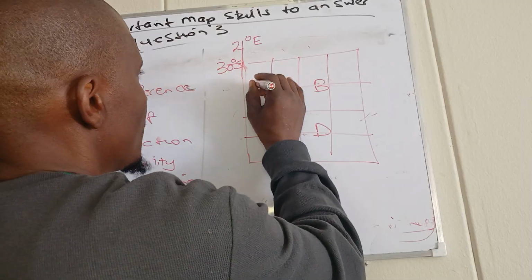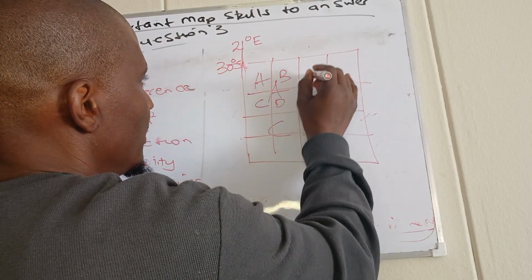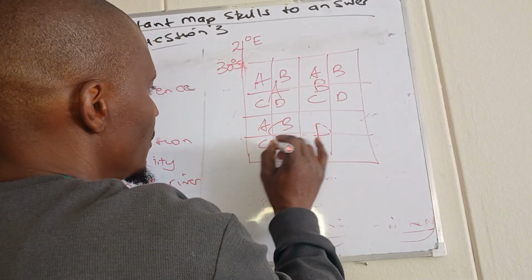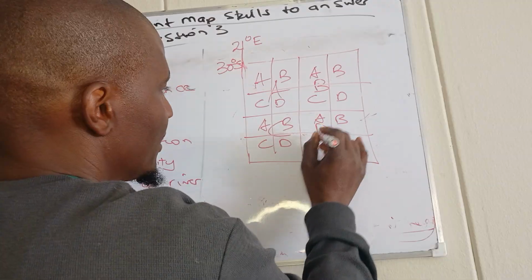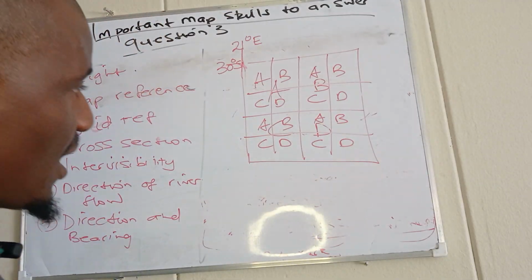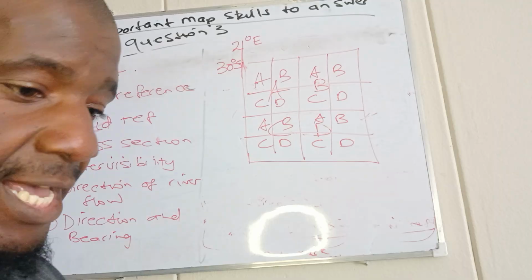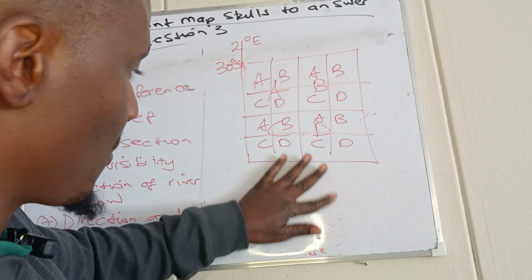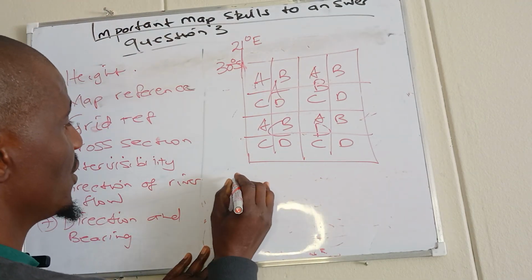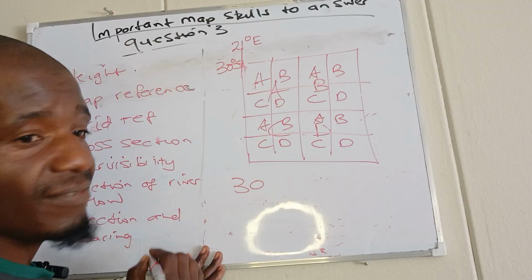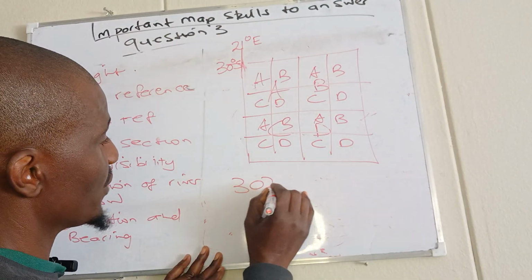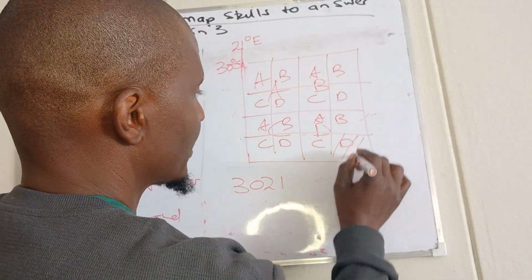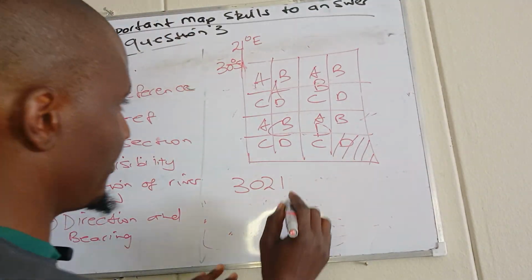Which means each block becomes A, B, C, and D. So I have this now. When I'm looking at this map, I'm going to write the map reference of this map. I'll start with the latitude, which is 30, as given there. Then the longitude 21. Then let's say I want to write maybe this one, so I will have D.